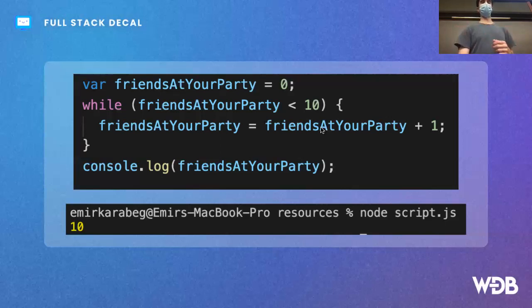We're going to go all the way up until friends at the party equals friends at your party, which evaluates to 9 plus 1. And we're going to go back into the while loop and we're going to say friends at your party is 10. Is 10 less than 10? No. So let's exit out of this while loop and then we're going to console.log friends at the party, which is 10. So we got 10 friends at the party. It's an even more lit party than last time.